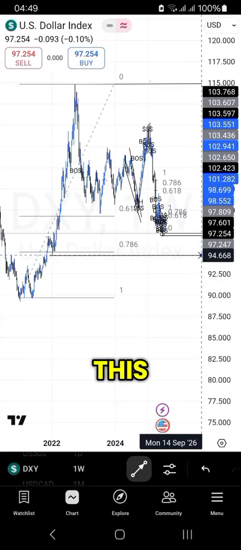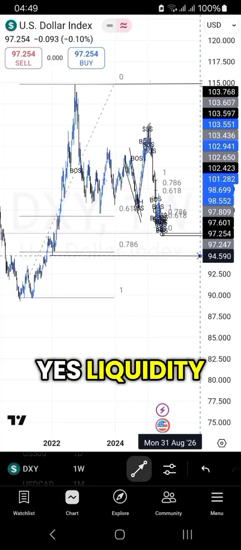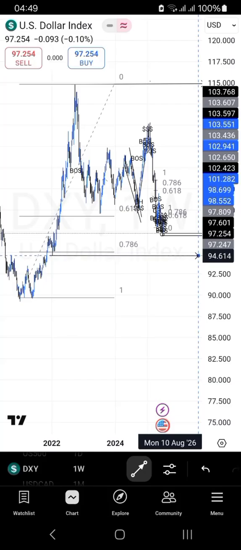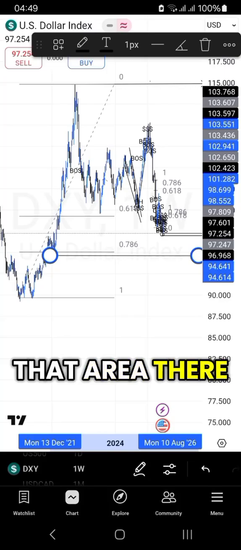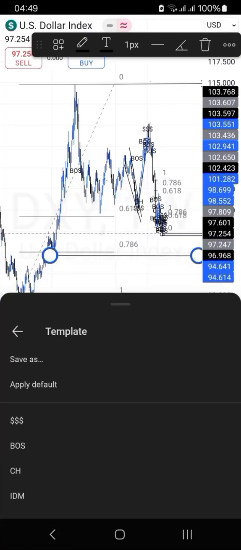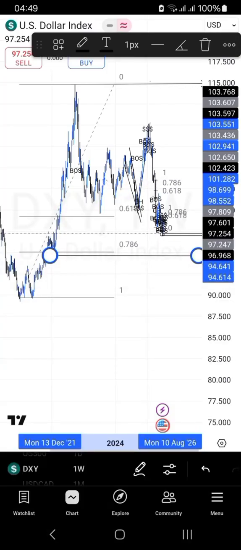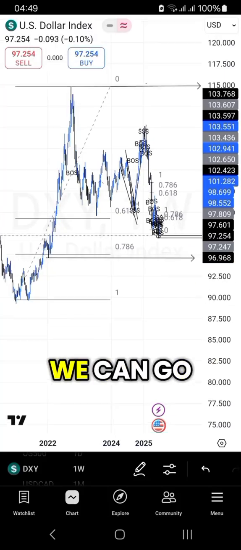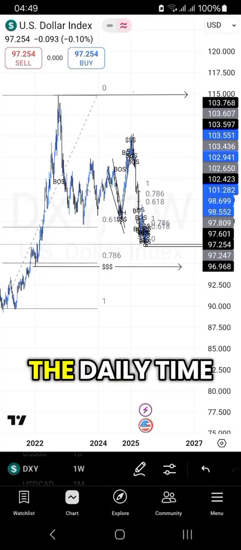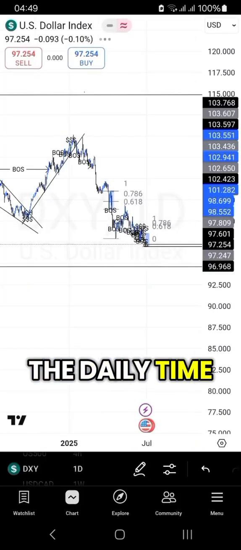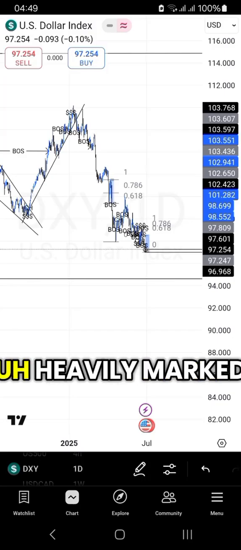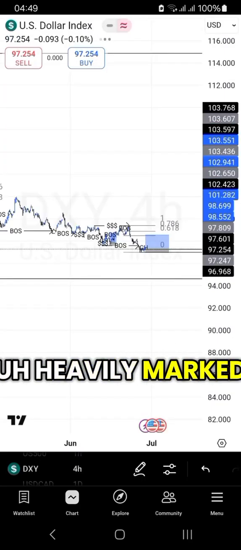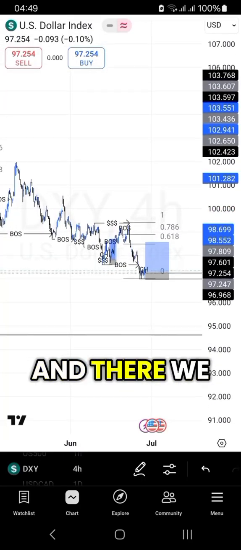I'll just mark this. Yes, liquidity. Okay, I'll just mark that area there. Yes, liquidity. Then now we can zoom in onto the daily time frame. The daily time frame is also still heavily marked, and there we go.